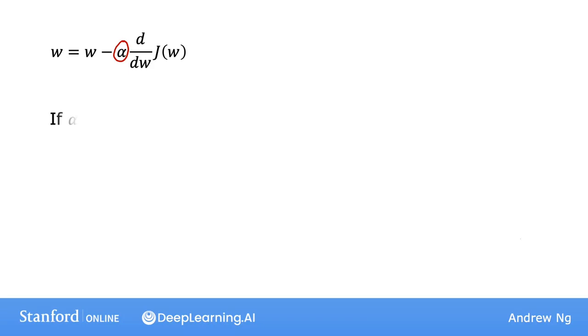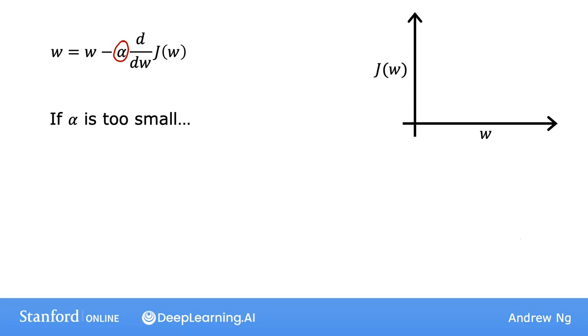For the case where the learning rate is too small, here's a graph where the horizontal axis is W and the vertical axis is the cost J. And here's a graph of the function J of W. Let's start gradient descent at this point here. If the learning rate is too small, then what happens is that you multiply your derivative term by some really small number. So you're going to be multiplying by a number alpha that's really small, like 0.0000001. And so you end up taking a very small baby step like that.